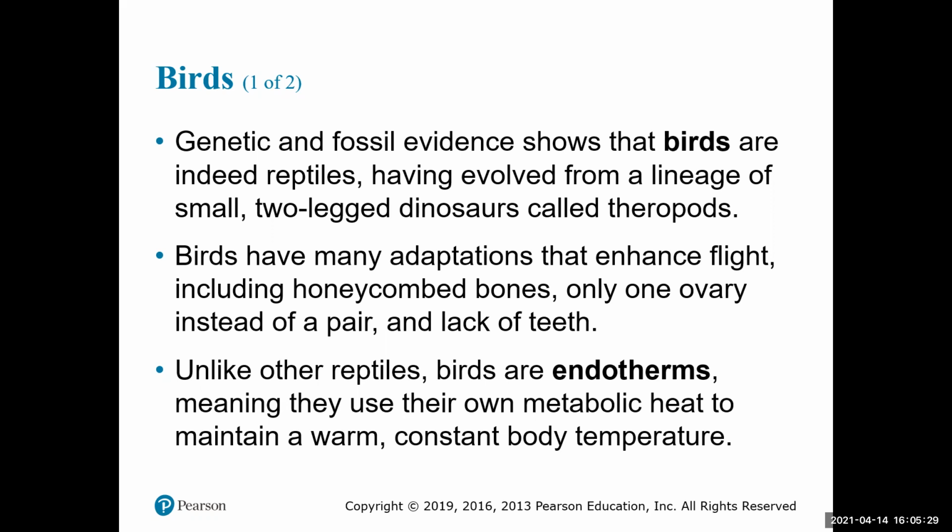They also have only one ovary instead of two. They have a lack of teeth, and so this minimizes weight. That also allows the birds to fly. And birds are endotherms, whereas the other reptile species are ectotherms. So birds use their own metabolic heat to maintain their constant body temperature.